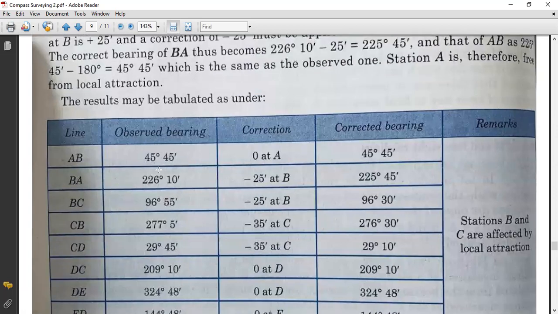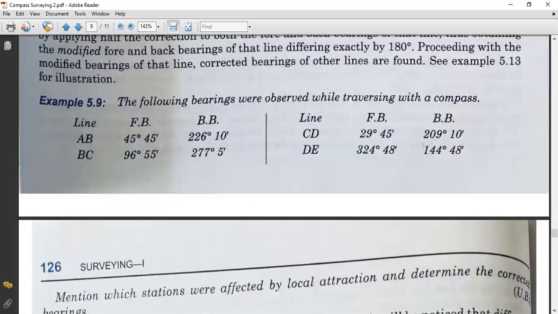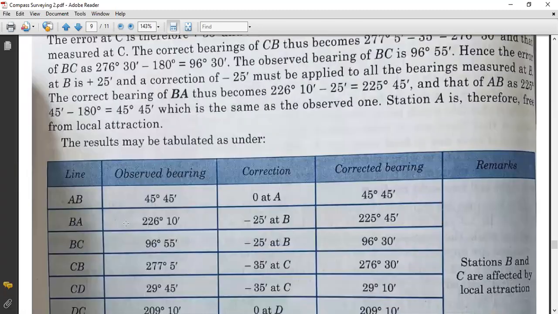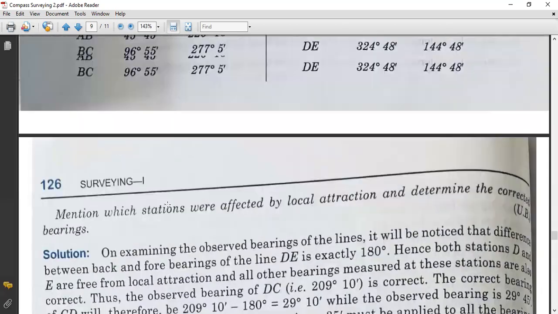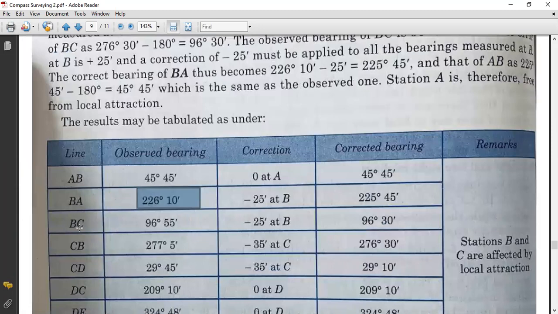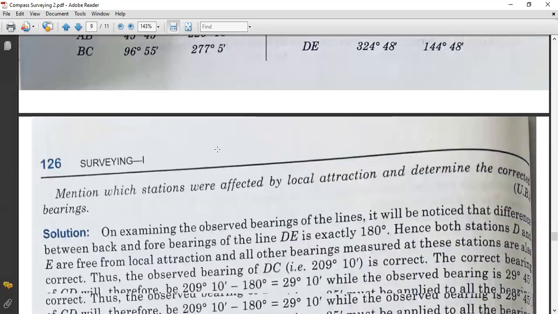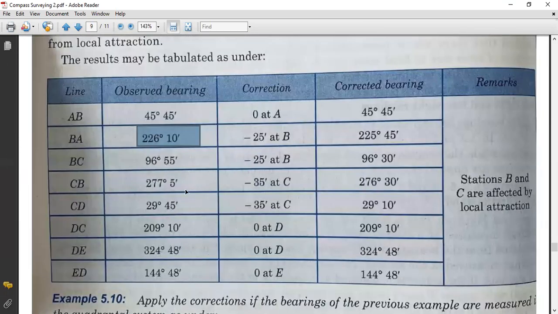See here, the fore bearing of line AB is 45 degrees 45 minutes, right? Next, the bearing of line BA, which is the back bearing of AB, is given as 226 degrees 10 minutes. Next, the fore bearing of BC, and CB is the back bearing of BC. See here, the back bearing of BC is 277 degrees 5 minutes. So this is how I should tabulate first.